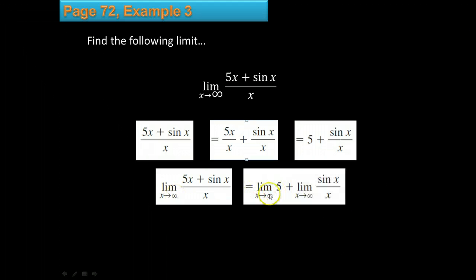So the limit of 5 plus the limit of the sine of x divided by x. We're going to use that additive property of limits. And of course the limit as x approaches infinity of 5 is just going to be 5. And the limit as x approaches infinity of the sine of x divided by x, we just talked about that as one of our identities, that's equal to 0. So our limit becomes 5 plus 0, or simply 5.